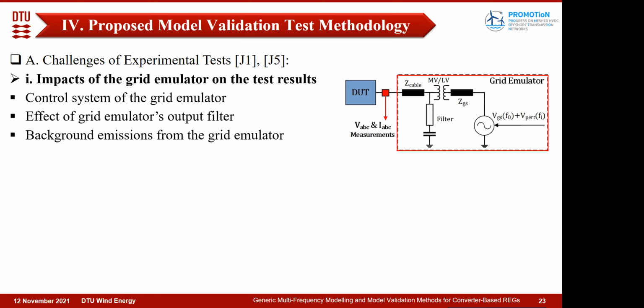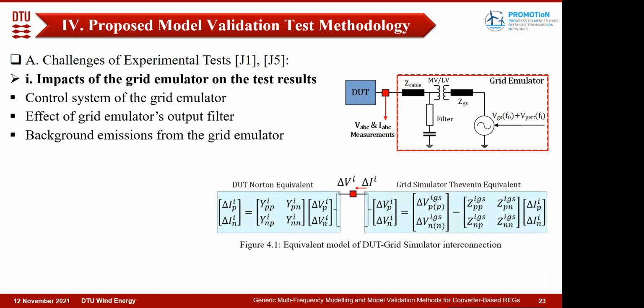So taking this into account, we can expect that there will be influences from the grid emulator. The first part could be the control system of the grid emulator. Here in figure 4, we can see an equivalent model of this DUT and grid emulator connection, including everything for the grid emulator. Because of this, what we propose is that we should perform these experimental tests in an open loop condition, just to avoid any couplings or interaction with the grid emulator.